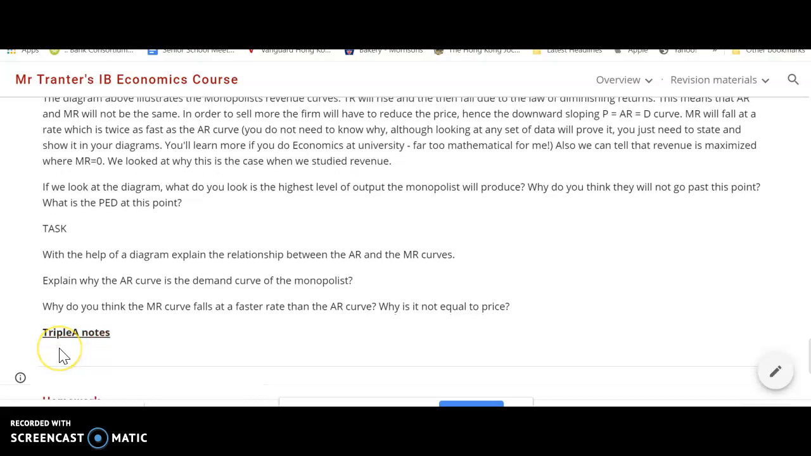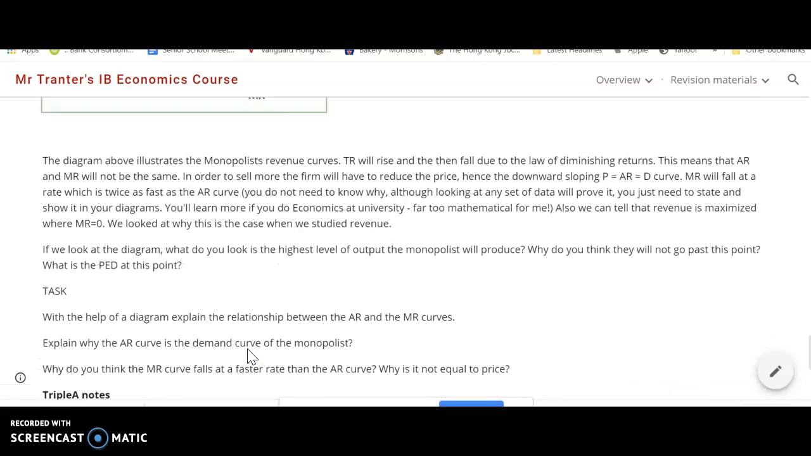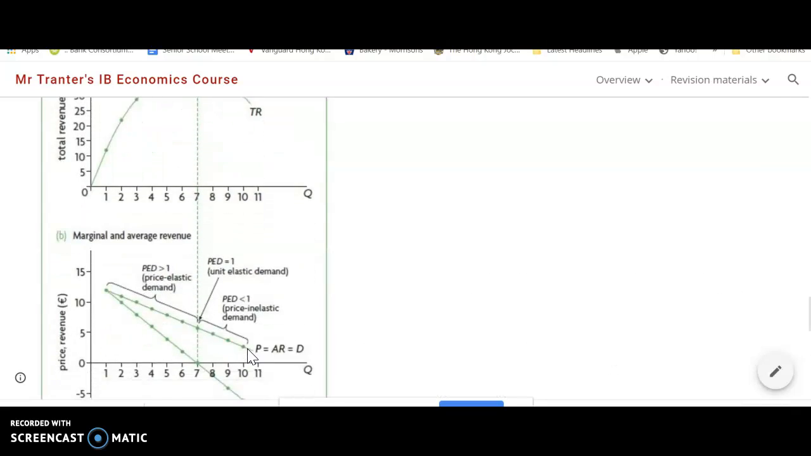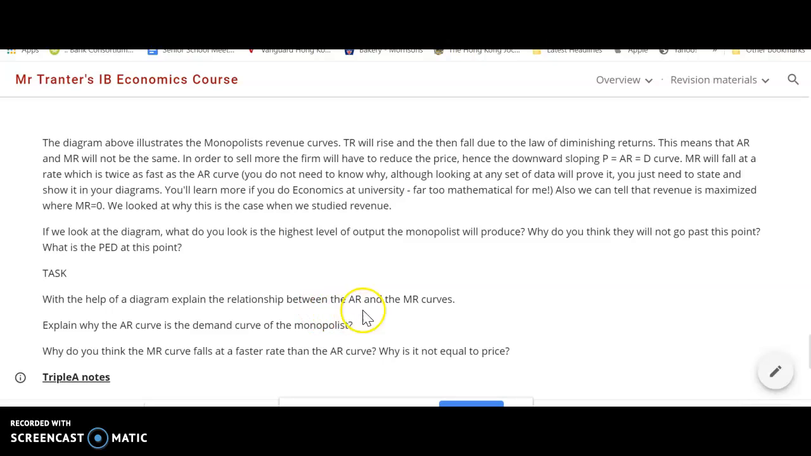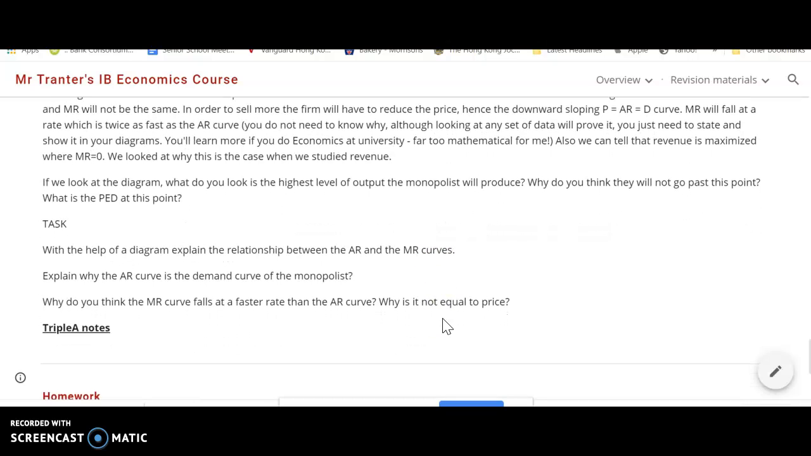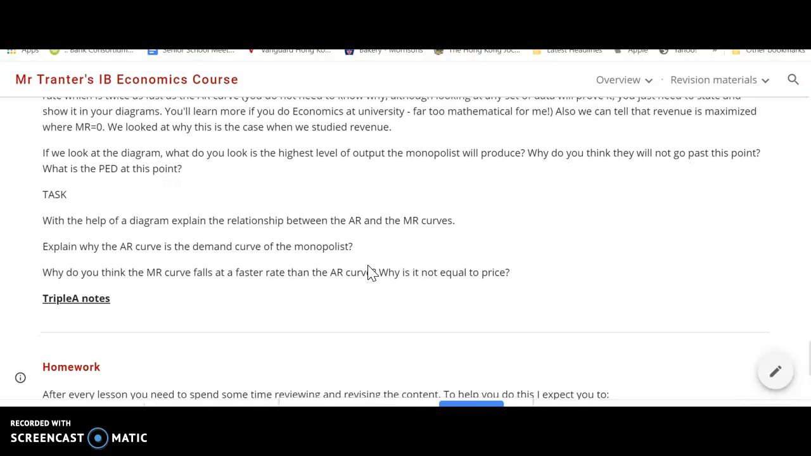Right. So what do I want you to be able to do with this second part with diagrams? You need to be able to draw the diagrams and explain what is going on. So explain the relationship between the AR and the MR curve. You don't need to explain why that relationship exists, just what is the relationship. Explain why the AR curve is the demand curve of the monopolist. Remember, price is equal to AR. So that's how much people are prepared and willing to pay, so hence the demand curve.